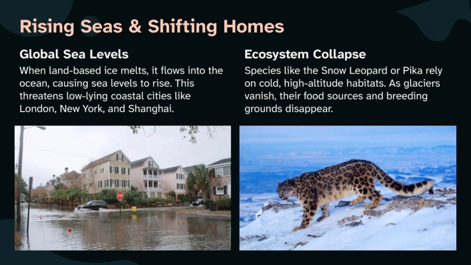Which impact do you think is more serious? Sea level rise or ecosystem collapse? Be ready to justify your answer. Good answers should explain both the impact and the scale. Sea level rise affects millions of people globally, while ecosystem collapse may cause irreversible biodiversity loss.